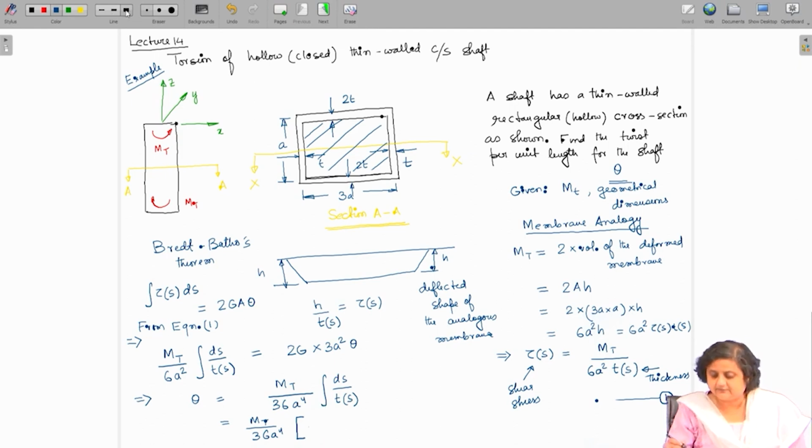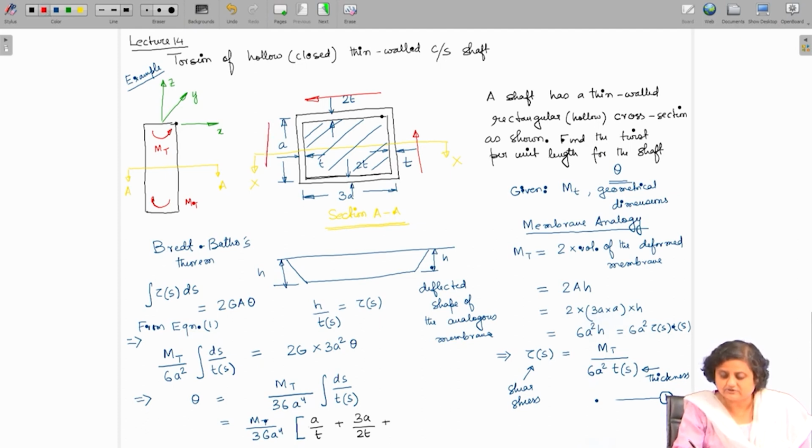So, we can say that for this portion, as we are moving, ds by Ts is going to be A by T. Then for this portion, as we move along this portion, this is 3A by the thickness, which is 2T. And then again, as we move along this section, this is A by T. Similarly, as we move along this portion, this one is 3A by 2T.